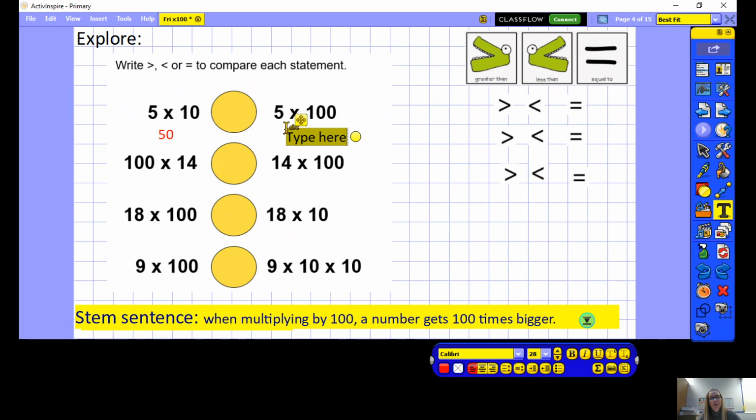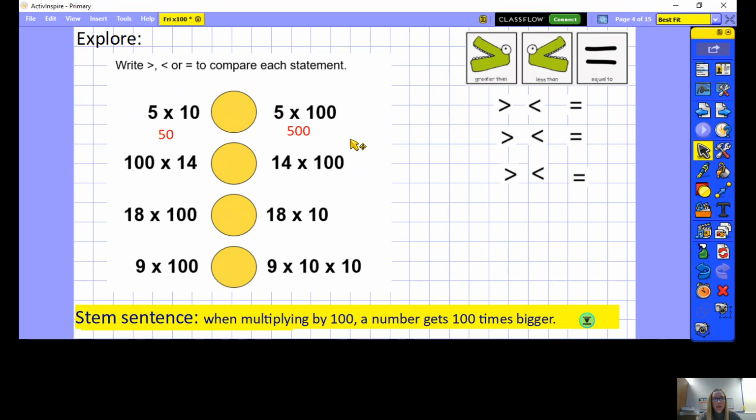And I know that 5 times 100 is 500. So now I can decide which symbol is going to go into the circle. 500 is greater than 50. So we can move the symbol across. Remember, crocodile's teeth eats the biggest number. So 50 is less than 500.